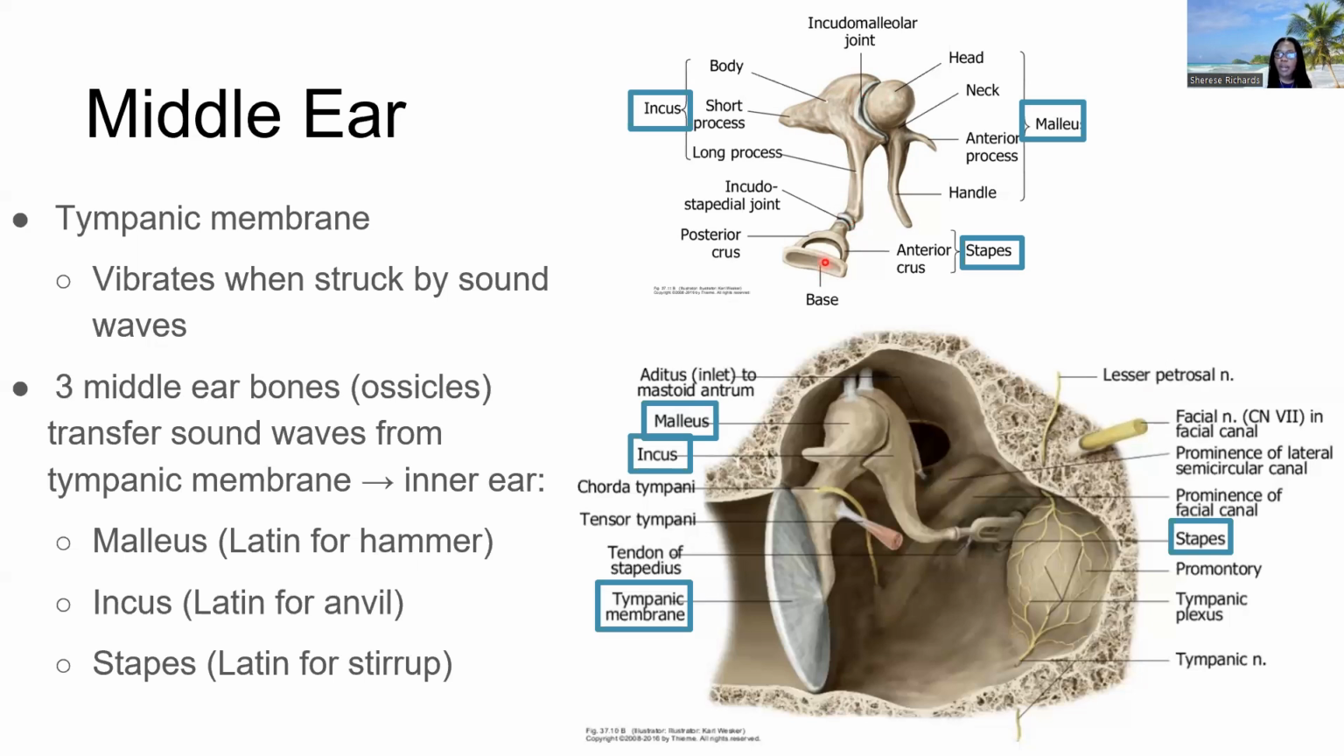And they are positioned in that order. So the hammer is first, the anvil is in the middle, and then the stirrup is at the end, pressed up against the oval window.